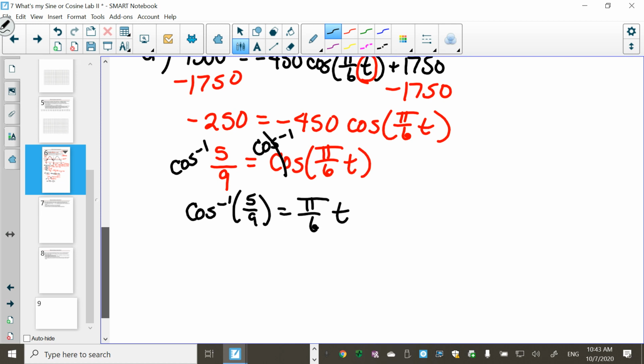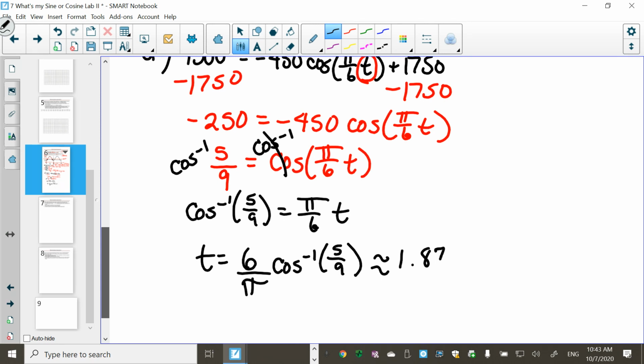Again, we're in calculus. So instead of dividing by pi over 6, I'm going to multiply both sides by the inverse. So I have time is 6 over pi, or inverse cosine of 5/9. Now, when you put that in your calculator, you get t to be 1.875, which is great. It's great to know that.